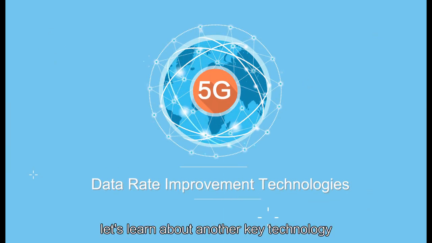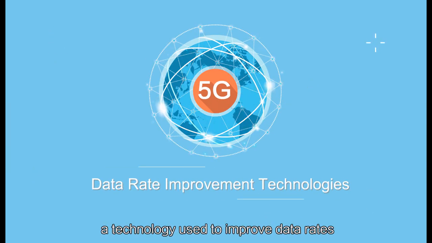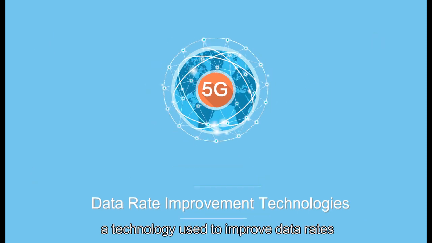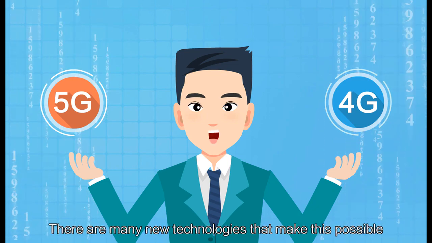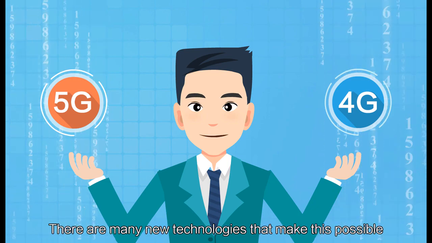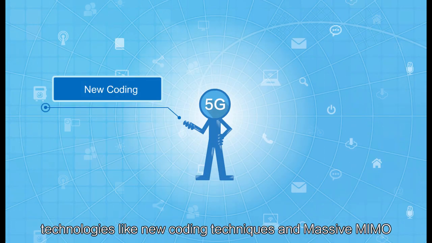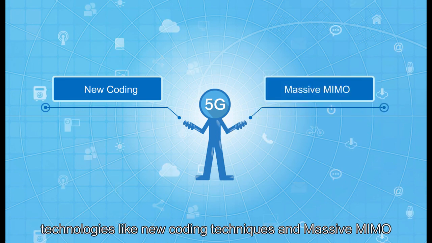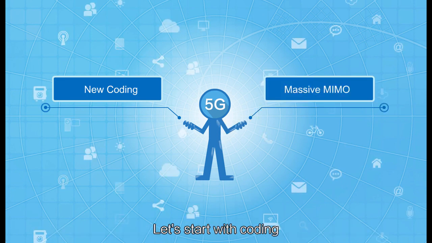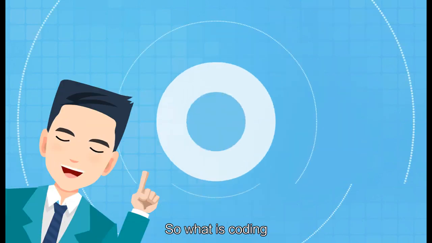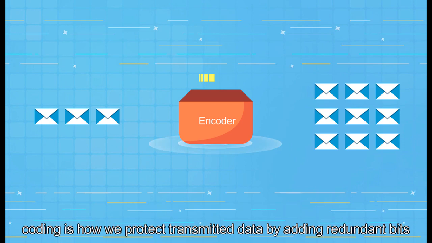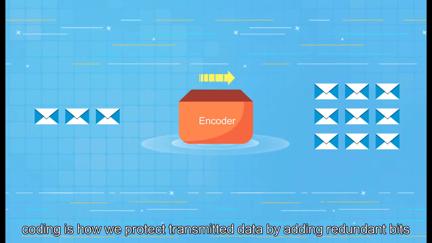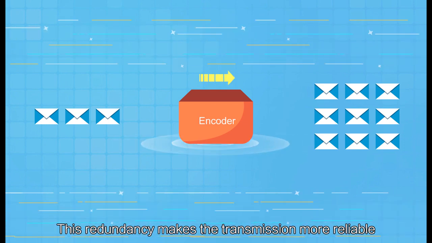Next, let's learn about another key technology, a technology used to improve data rates. 5G provides a much higher data rate than 4G. There are many new technologies that make this possible, technologies like new coding techniques and massive MIMO. Let's start with coding. So, what is coding? In simple terms, coding is how we protect transmitted data by adding redundant bits. This redundancy makes the transmission more reliable.